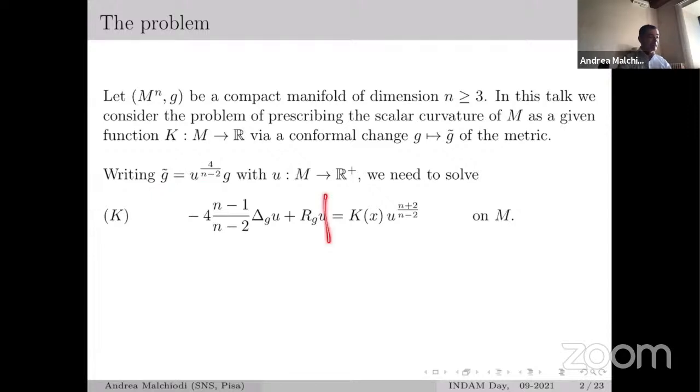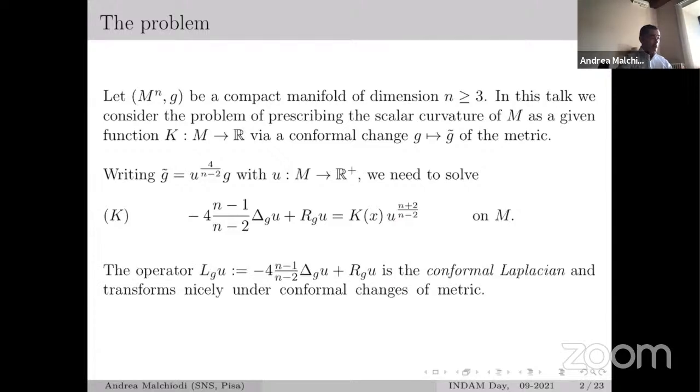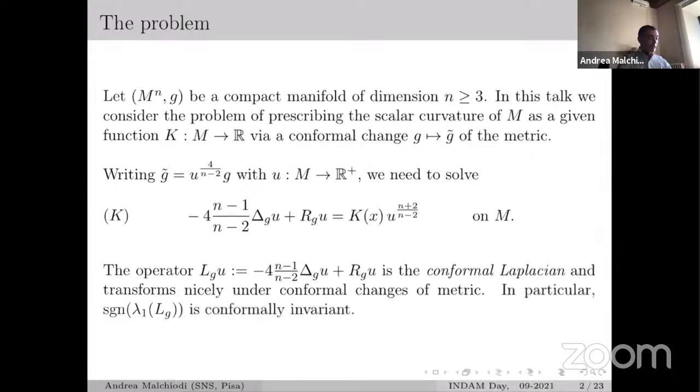Okay, so on the left-hand side, there is an operator which I will comment on. It's linear and elliptic. And on the right-hand side, there is a nonlinear term. So this is a power of u which is greater than 1. Okay, so the operator on the left-hand side is called the conformal Laplacian. And so I won't display the formula, but it transforms nicely when you change conformally the metric. And in particular, it turns out that the first eigenvalue of this operator has a sign which is conformally invariant. Okay, so the sign of the first eigenvalue doesn't depend on the conformal change of the metric here.